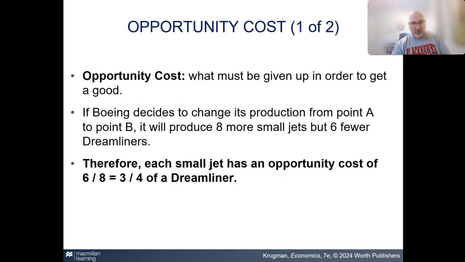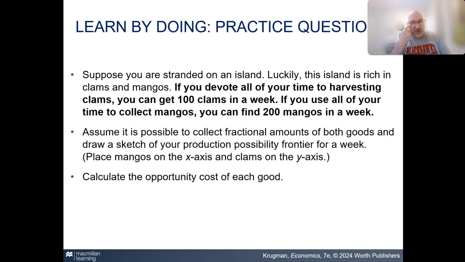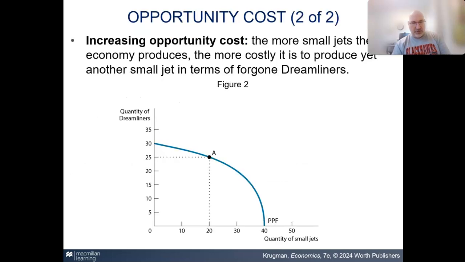Yeah, there we go. So if you are stranded on an island, and this island's rich in clams and mangoes, if you devote all your time to harvesting clams, you can get 100 clams a week. If you use all your time to collect mangoes, you can find 200 mangoes a week. So assume it's possible to collect fractional amounts of both goods and draw a sketch of your production possibilities frontier for a week. What's the opportunity cost of each good?